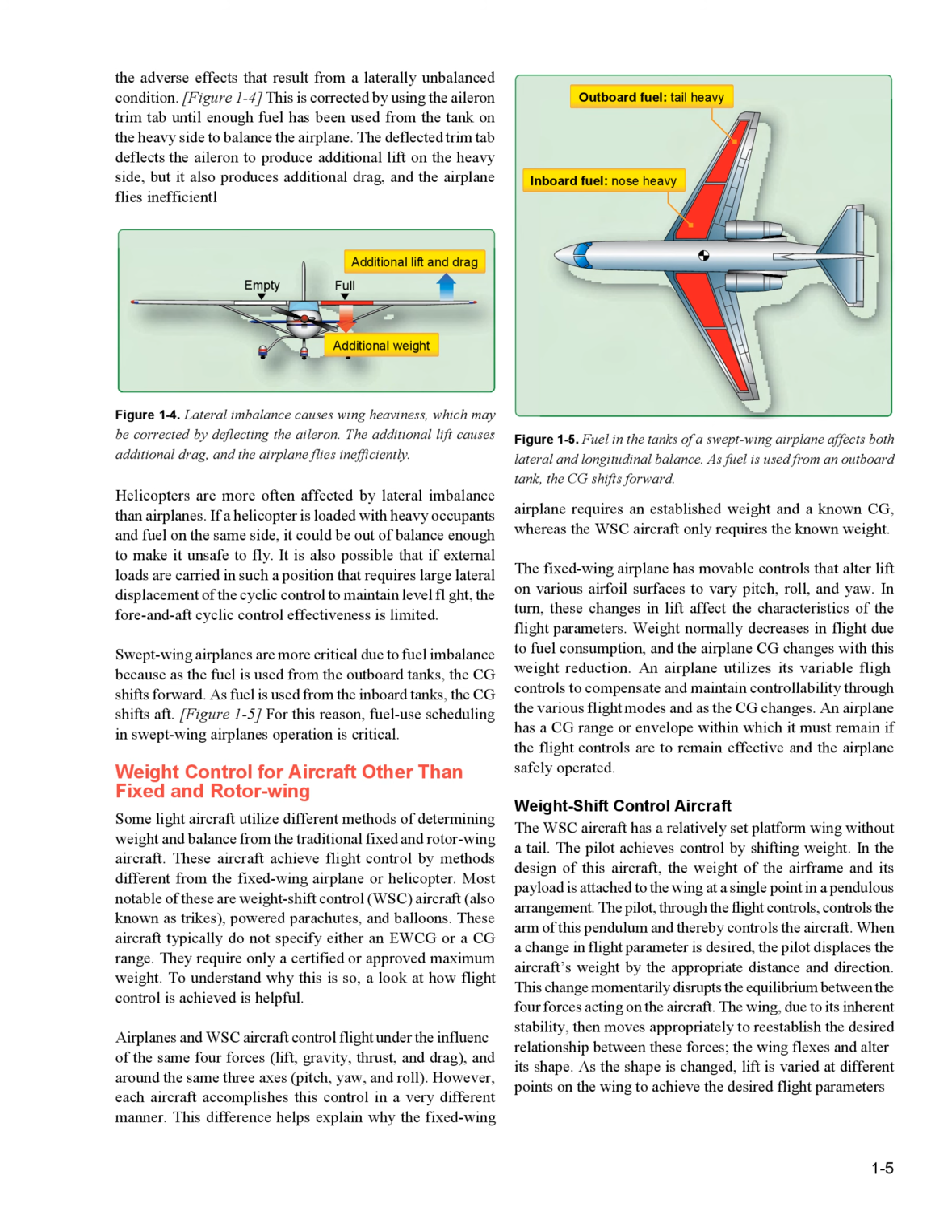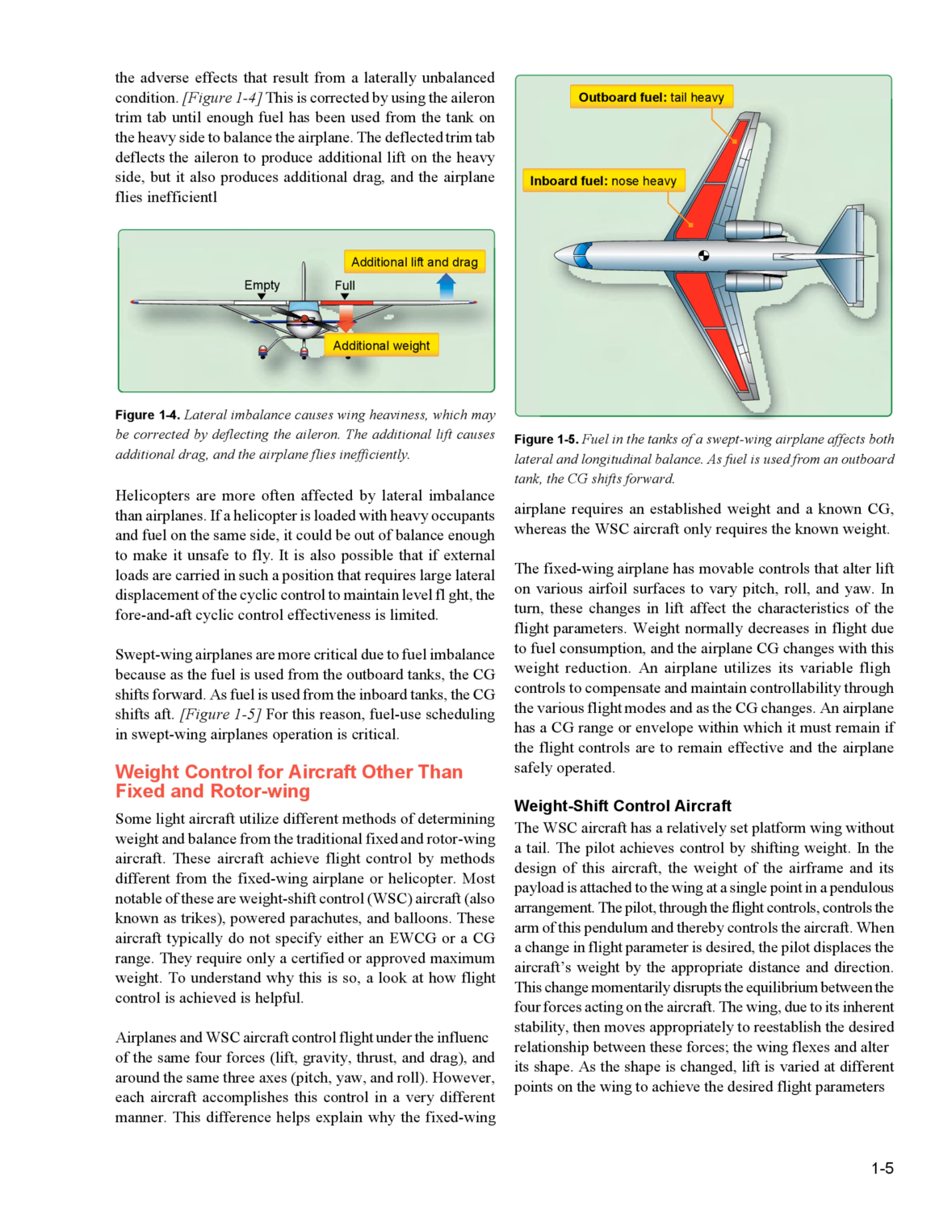Weight control for aircraft other than fixed and rotor wings. Some light aircraft utilize different methods of determining weight and balance from the traditional fixed and rotor wing aircraft. These aircraft achieve flight control by methods different from the fixed-wing airplane or helicopter. Most notable of these are weight shift control, WSC, aircraft, also known as trikes, powered parachutes, and balloons. These aircraft typically do not specify either an EWCG or a CG range. They require only a certified or approved maximum weight.